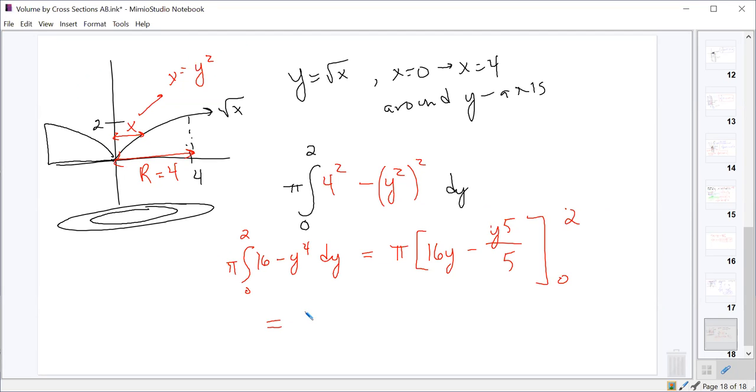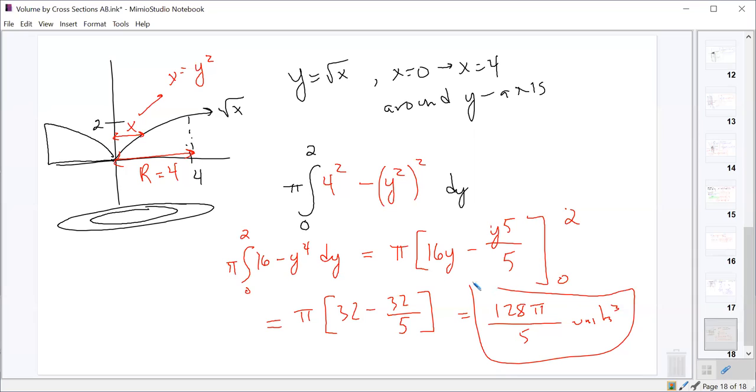And what do we get if we do that? We get pi times 32 minus 32 fifths, and minus 0. And then let's see, common denominator there makes that 160 fifths minus 32 fifths is 128 fifths. So 128 pi over 5. Popular number 128 today. Good or no?